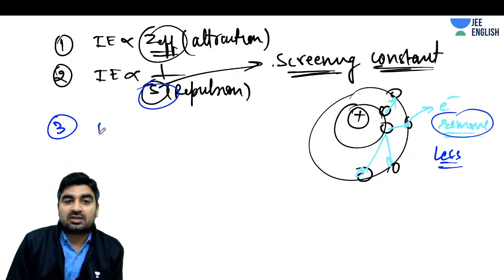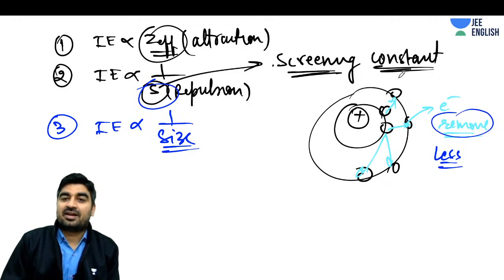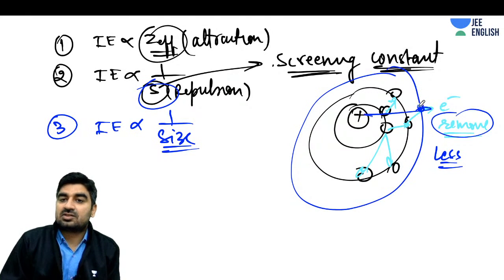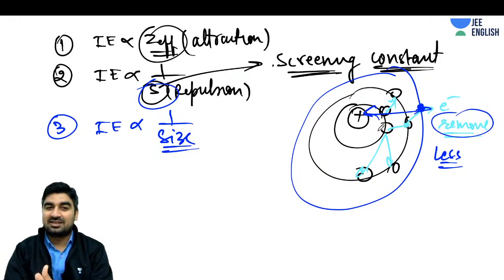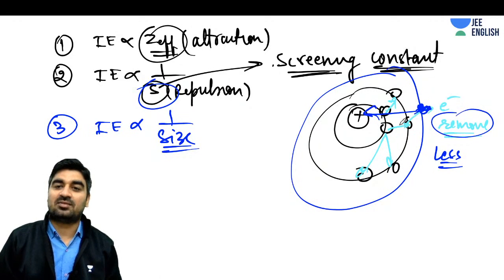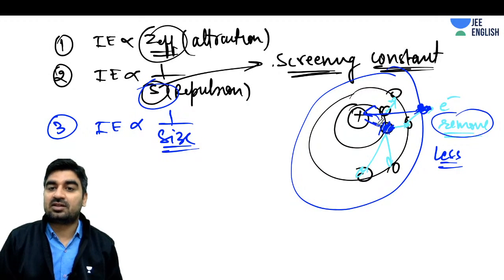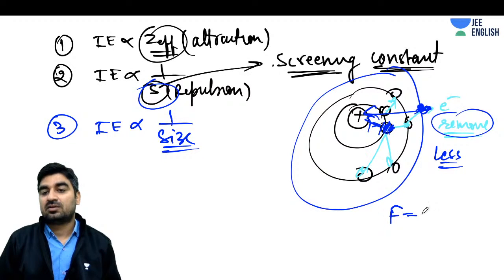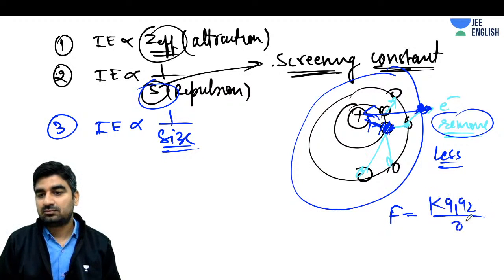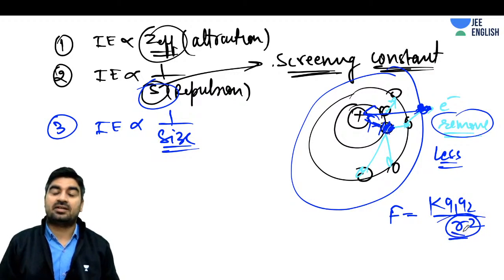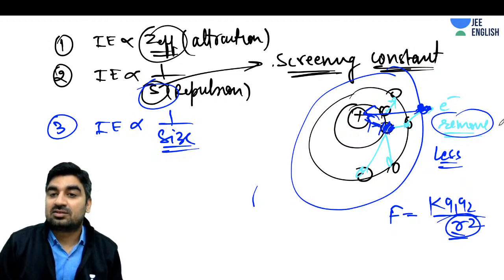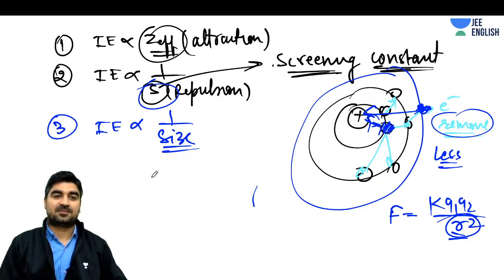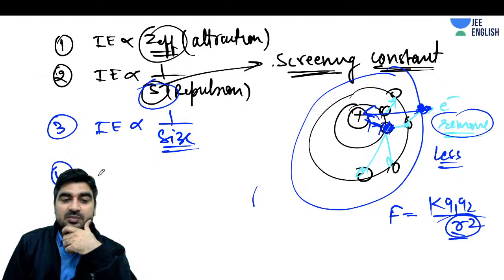And now the third point: ionization energy is inversely proportional to size. Why? As size increases, the distance of the nucleus from the outer electron increases and it becomes easy to remove it. Because now it is far away, whereas if it is very close to the nucleus, removing it will be difficult. And you know the formula, right? As the distance between the nucleus and the electron increases, removing an electron becomes easier. Got it?